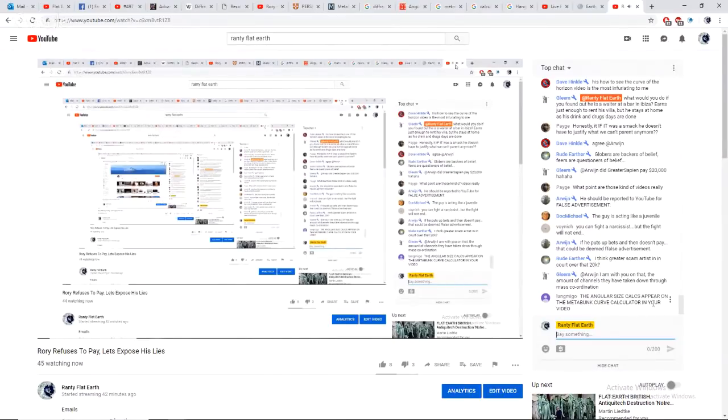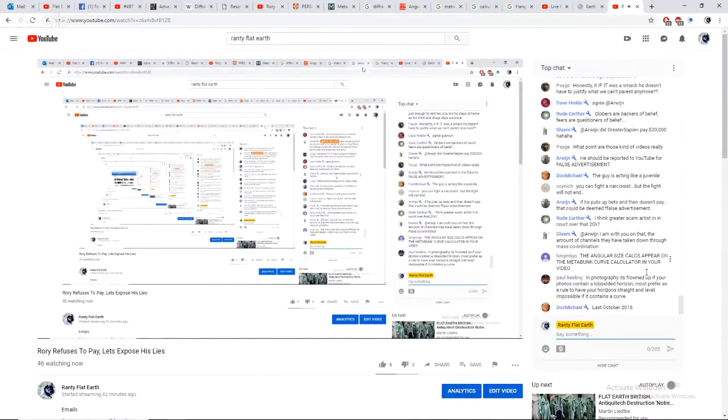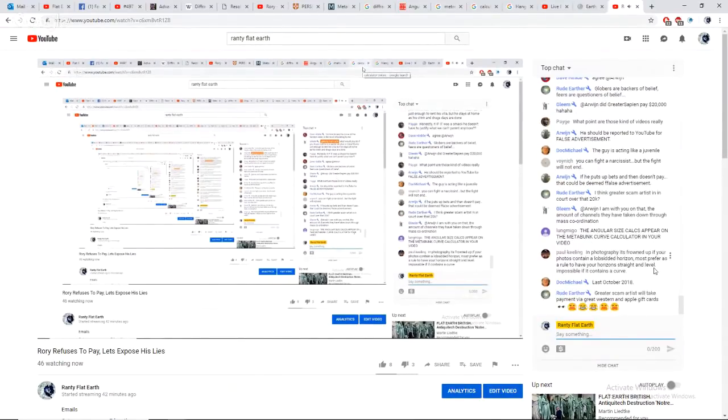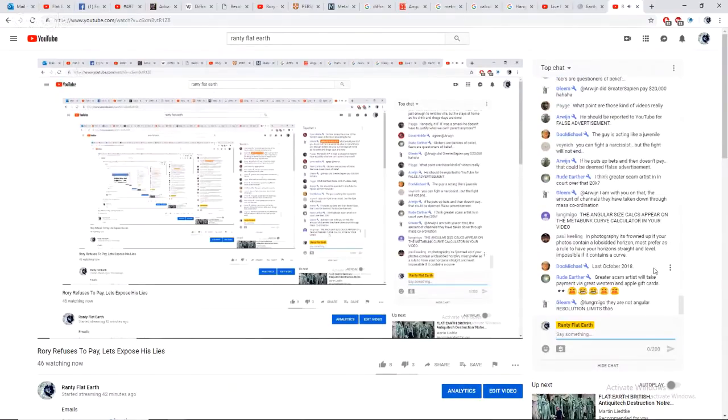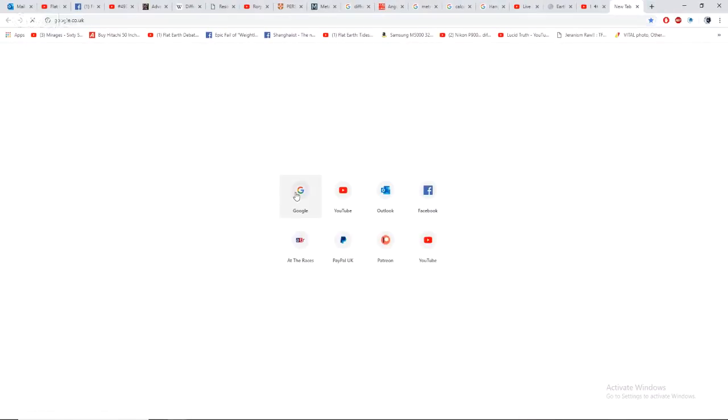Okay, so the angular size calcs appear on the Metabunk curve calculator in your video. The angular size calcs. Well, let me just tell you a little something about what you've just said there. The angular size calcs appear, but they don't appear in relation to the size of the objects that you're trying to look at. So let me get that quite straight. And also, let me put something else in.